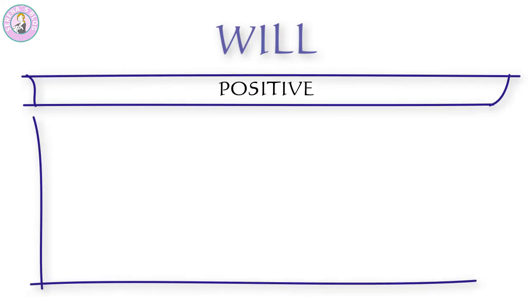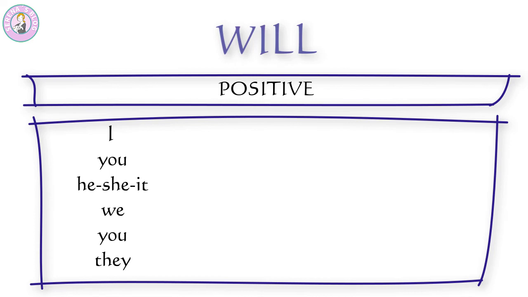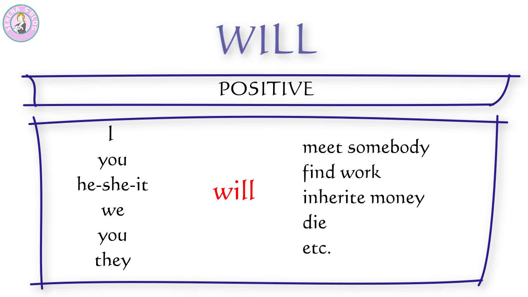In positive sentences, we'd have I, you, he, she, it, we, you, and they, always accompanied with will. Let's see some examples. I will meet somebody. He, she, or it will find work. We will inherit money. They will die, etc., etc.